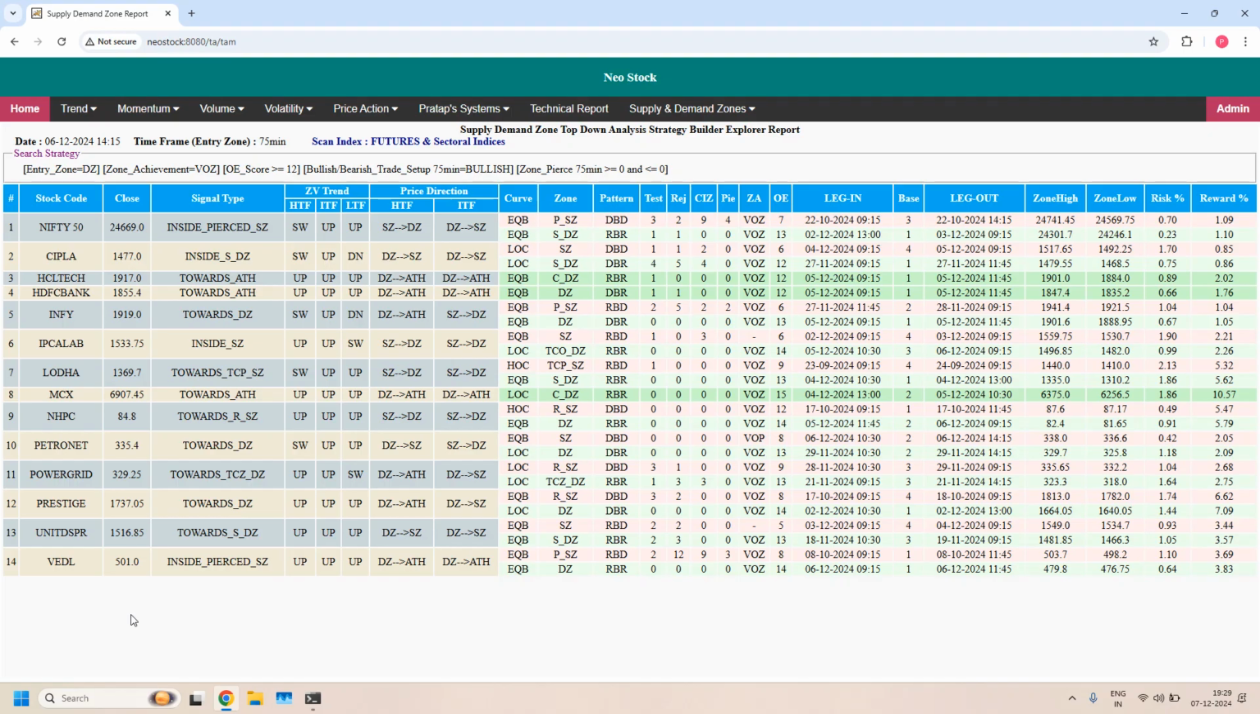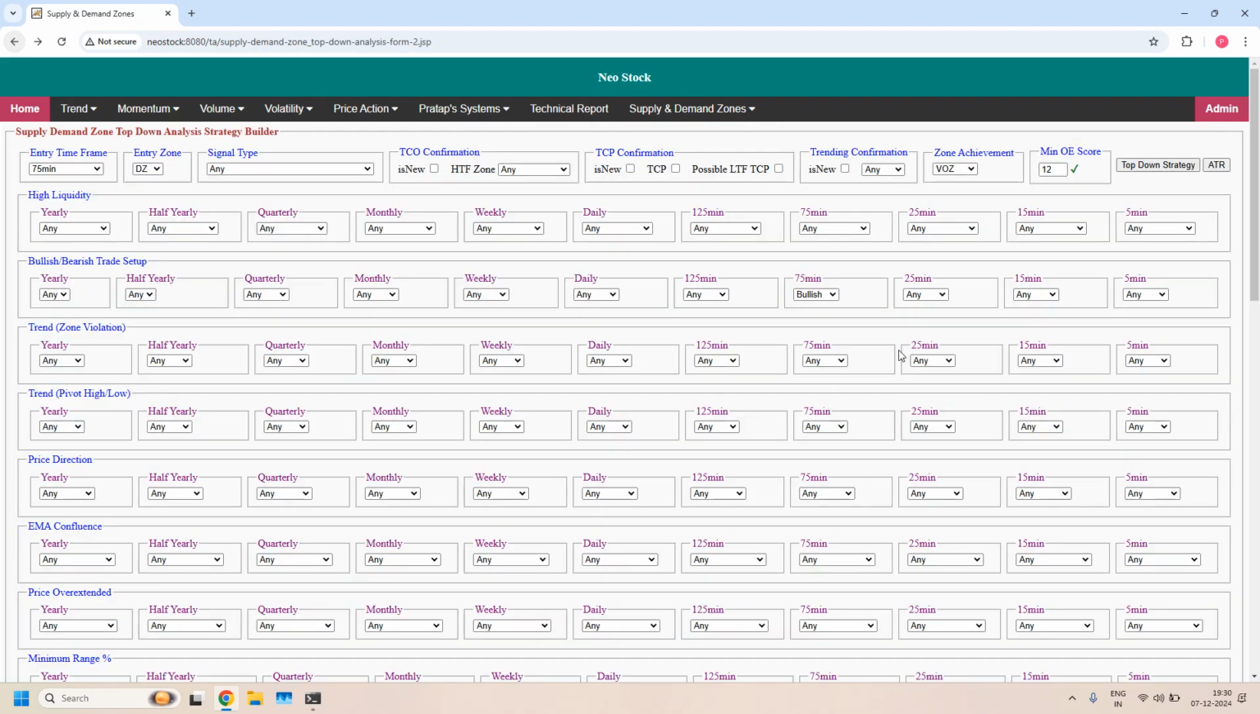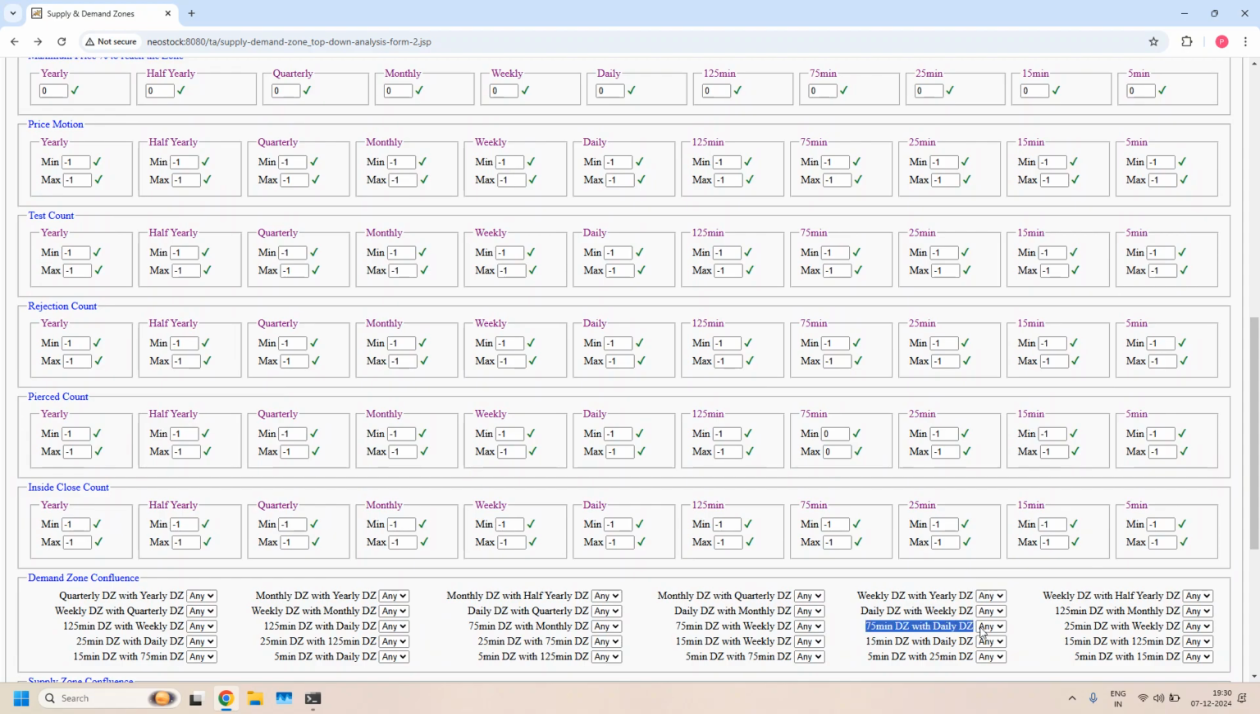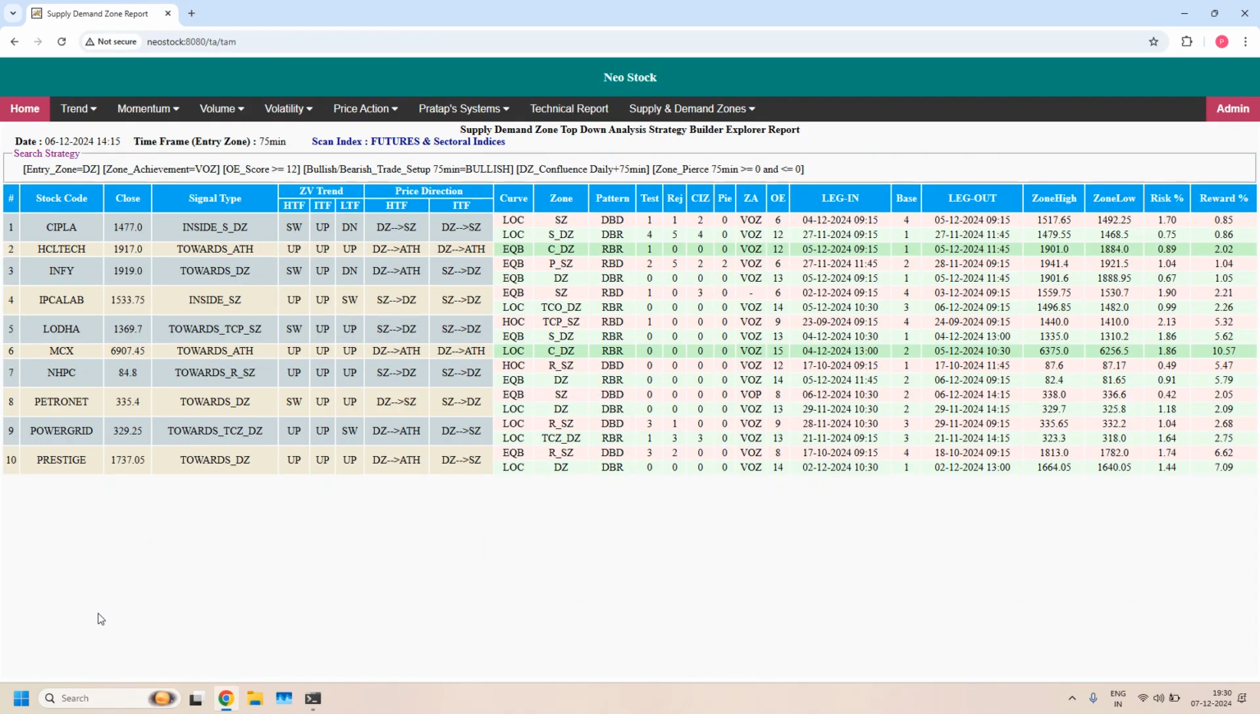The entry zones are 75 minutes demand zones. That means you should plan trades in these 75 minutes demand zones. But out of these 75 minutes demand zones, there could be some high probability trade setup supported zones available. We need to find them. How to find? The first filter is by using LTF and ITF demand zone confluence. LTF is 75 minutes. ITF is daily. So we should look for 75 minutes demand zone confluence with daily demand zone confluence. I am enabling this filter. So with this filter, we got 10 stocks.